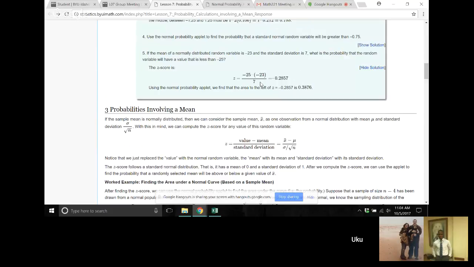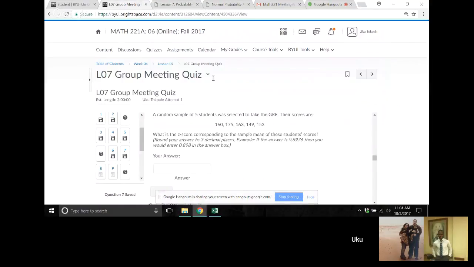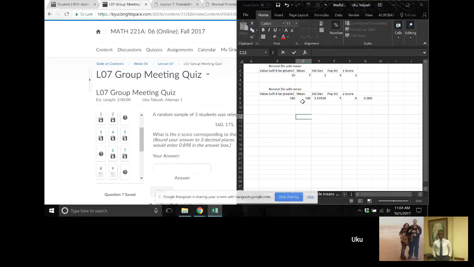Oh, wait a second. Can you see my screen? So right here, is this what? But then again, it just says, what is the z-score corresponding to the sample mean of these students? Oh man, this is tripping me out.